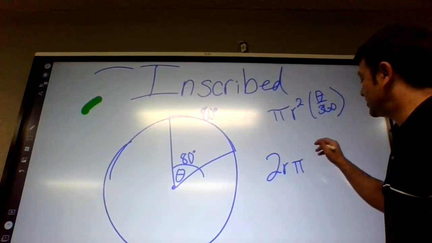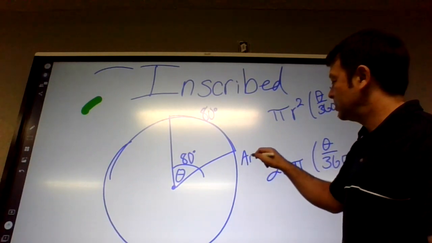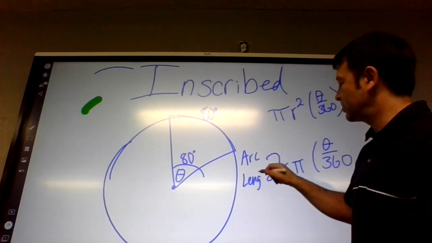It's their circumference times theta out of 360. We're not recording. No. So this is the arc length.